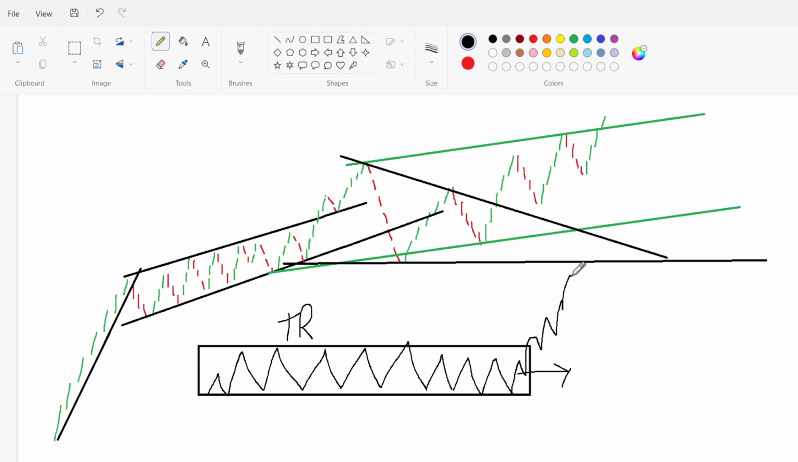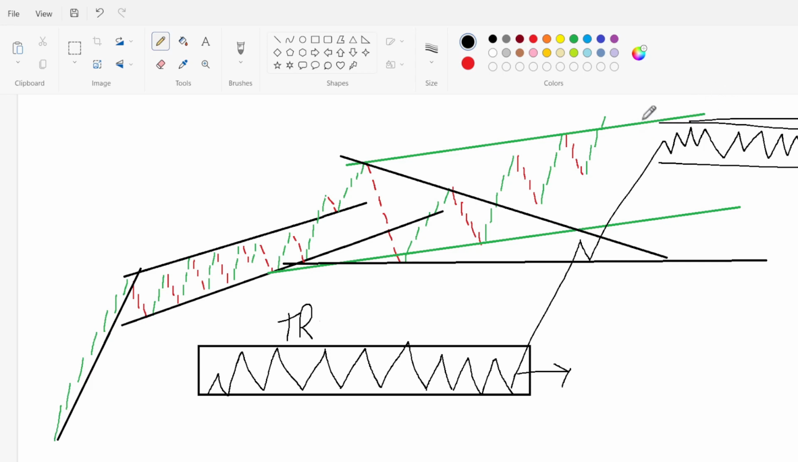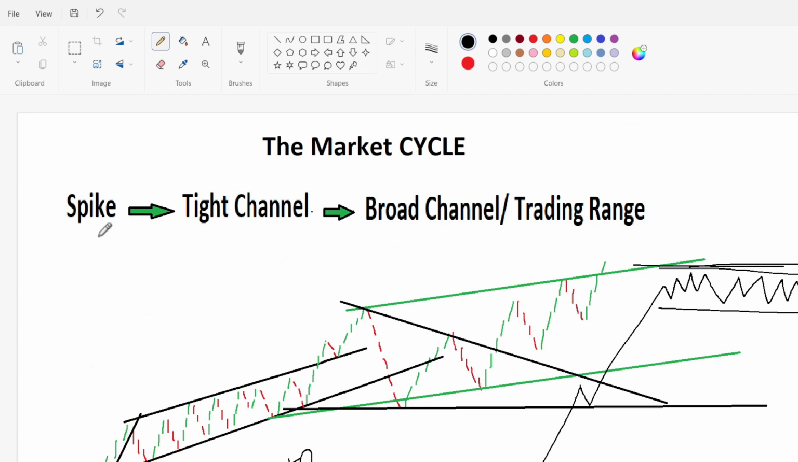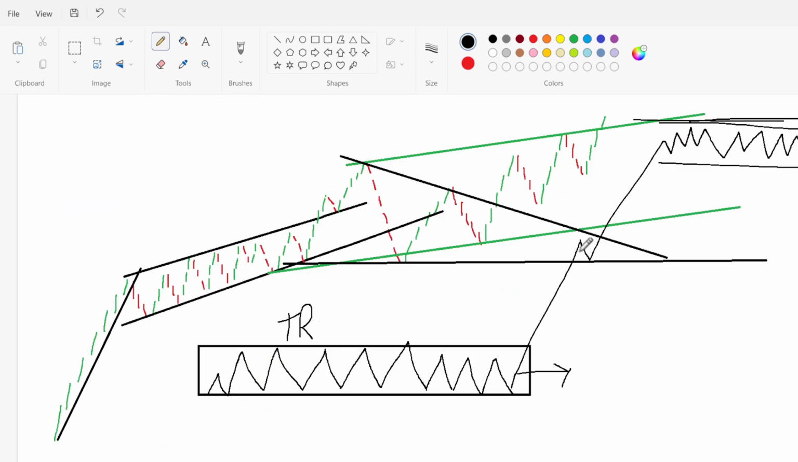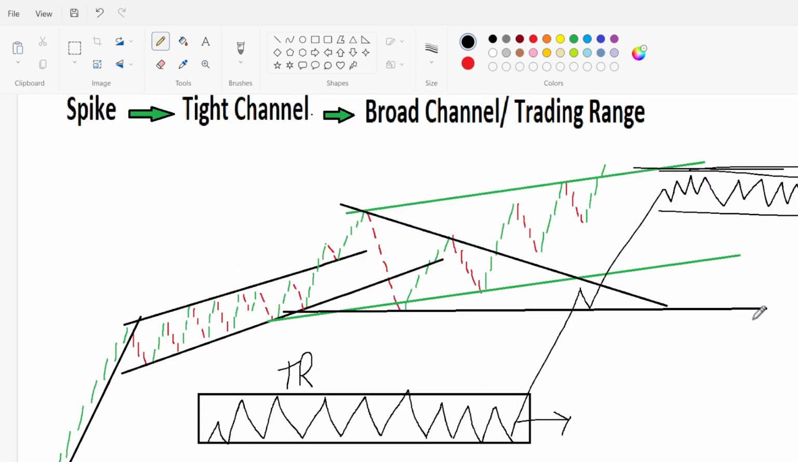What is this? Okay, this is either going to be a tight channel up, or it's not going to look like a channel at all. It's going to be a spike. It's going to be a spike up, and then it's going to start to channel, and then it's going to start to go sideways again. So if you're leaving a trading range, you're not looking to enter another trading range right away. You're looking for one of these other two things to happen. You're looking for there to be a spike out of the range and a channel, okay?